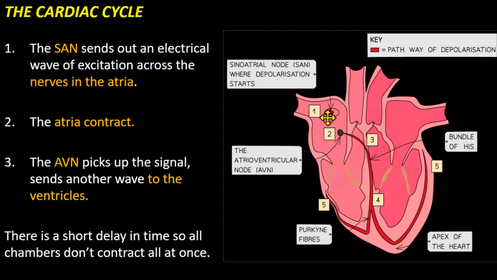What's going to happen now is that that signal is going to propagate to the atrioventricular node, or the AVN. This is going to pick up the signal, and send another wave to the ventricles. Now there's actually a short delay in time between the signal at the SAN and the signal at the AVN, so that all chambers don't contract all at once.